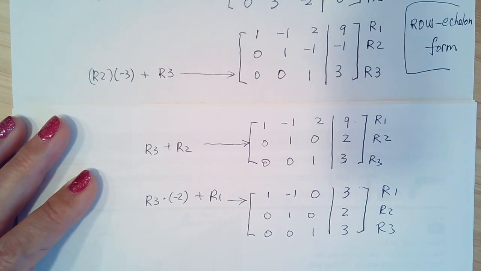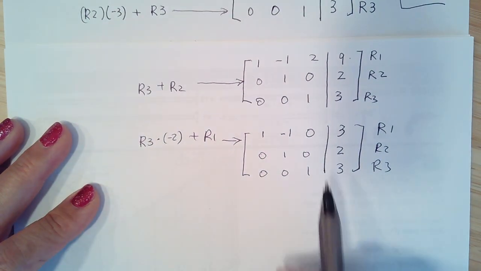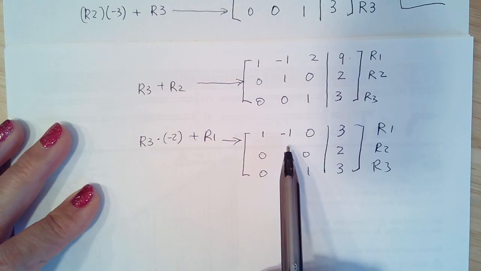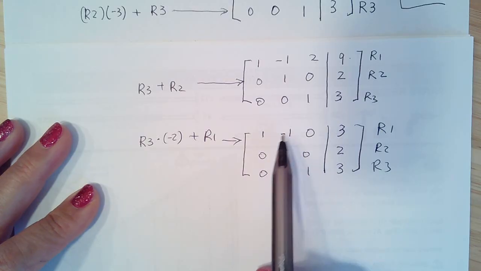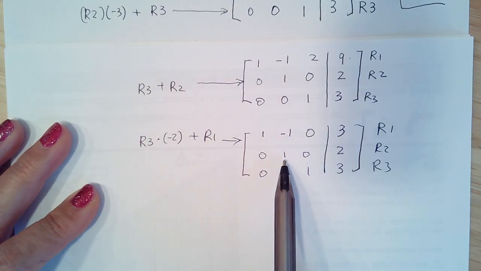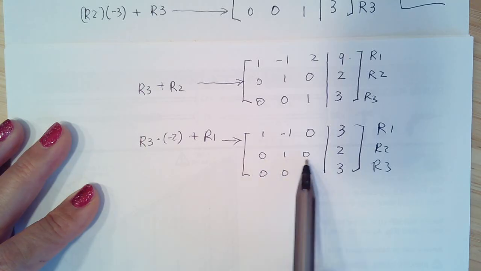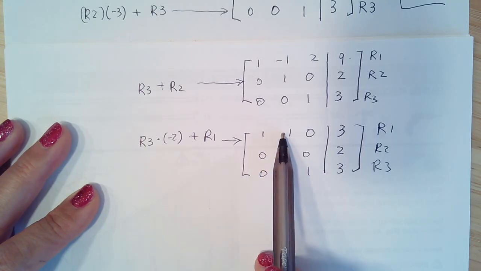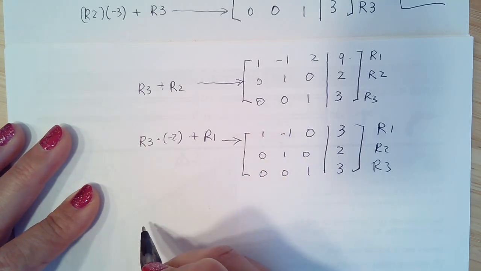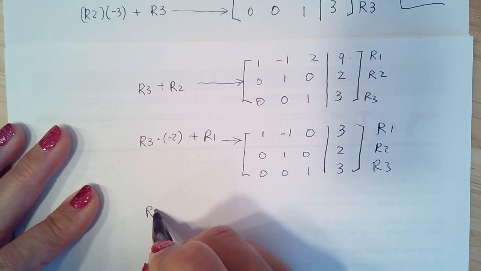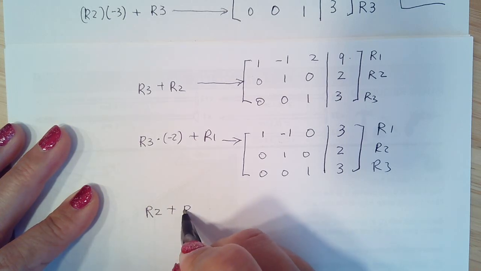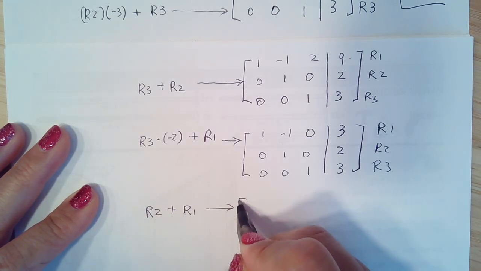So that looks pretty neat already, and there's only one thing that I want to get rid of. I need to get rid of this. How do you get rid of that? You're going to use this one, because see, all other places are 0. If you just add it to that row, then this will be gone. So your new R1 will be R2 plus your R1. That becomes your new R1.